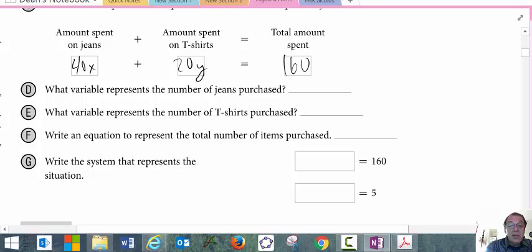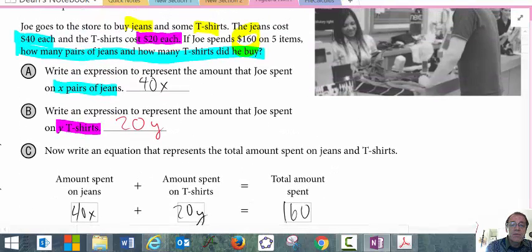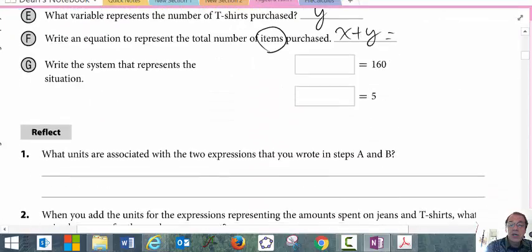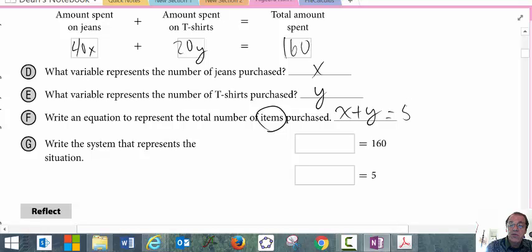Which variable represents the number of jeans purchased? That would be x. And which variable represents the number of t-shirts purchased? That's y. So write an equation to represent the total number of items purchased. Items are jeans and t-shirts, so it's x plus y. So our new equation for that would be x plus y equals, and it says he purchased 5 items. So we're going to put x plus y equals 5.